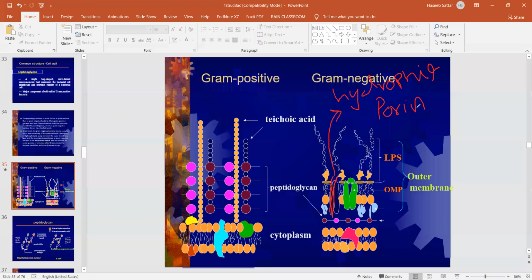And these porins are present only in gram negative bacteria, because the outer membrane is present in gram negative bacteria. Through this porine channel, antibiotics like penicillins and cephalosporins can also cross the outer membrane and enter into the cell wall. When the antibiotic enters this periplasmic space, the periplasmic space contains beta lactamase enzyme, which degrades the beta lactam antibiotic.